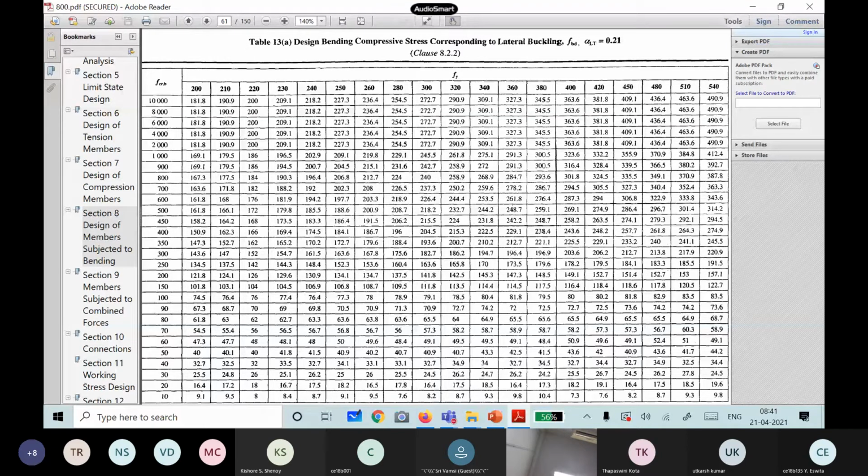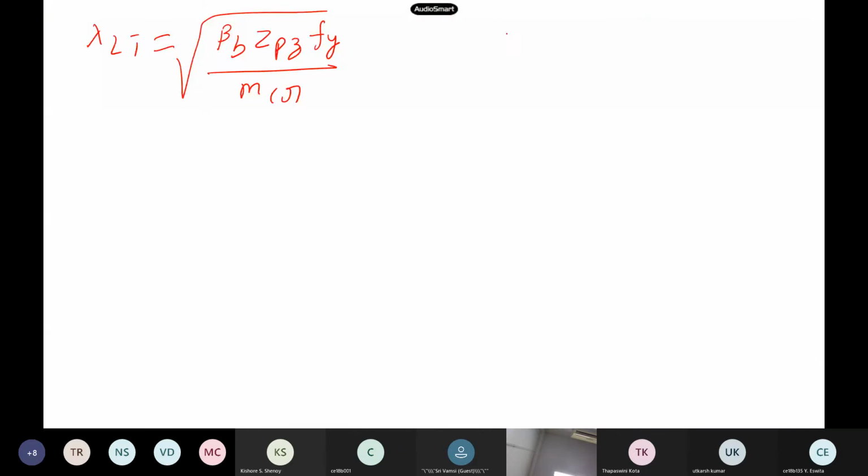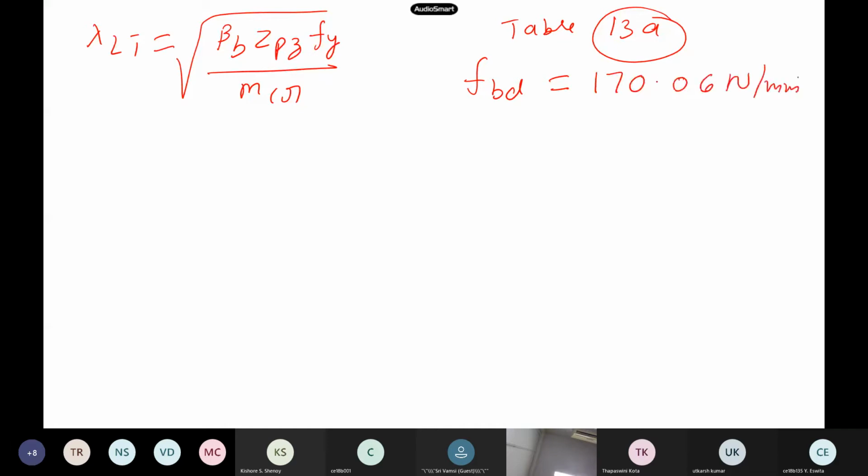You can get your design bending stress. For this problem, if you interpolate, approximately, FBD, say, from table 14 or whatever, 13A. If you do exactly, if you interpolate and all other things, it turns out to be some 170.06 Newton per mm square. So this is your bending stress actually, which is very, very easy to calculate.